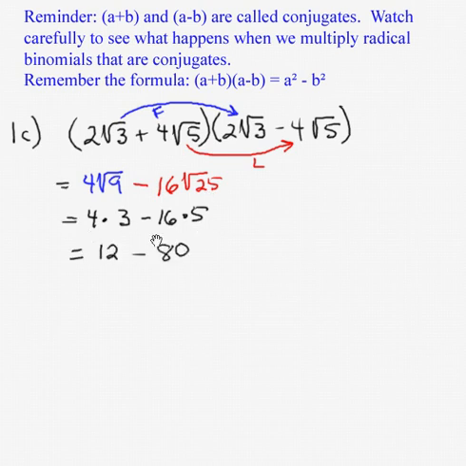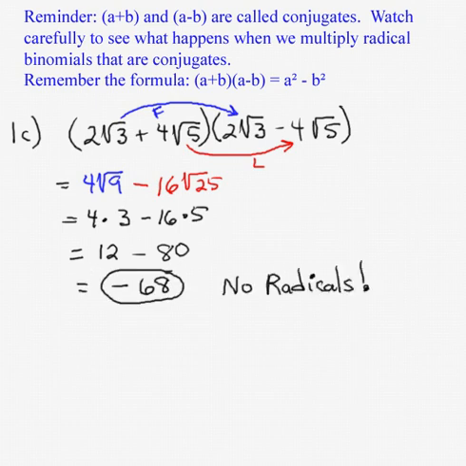4 times 3 is 12. 16 times 5 is 80. 12 minus 80 is negative 68. Now, here's the important thing to realize. We multiplied two binomials containing radicals, and our answer at the end did not contain any radicals at all. That phenomenon only happens when the binomials you're multiplying are conjugates of each other.